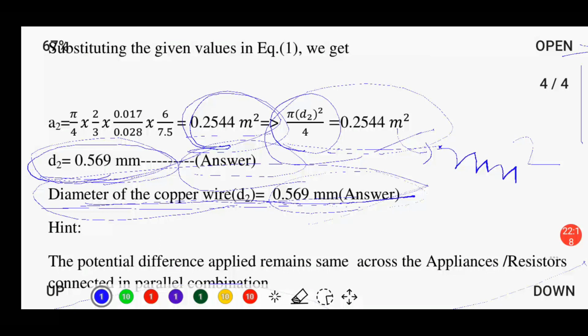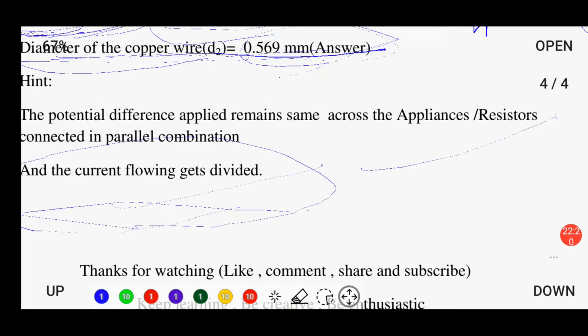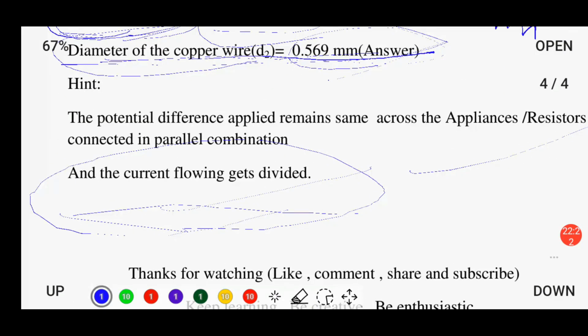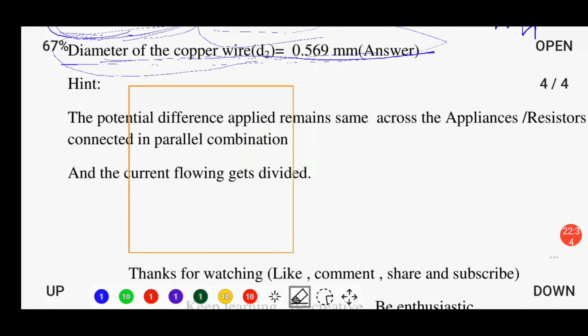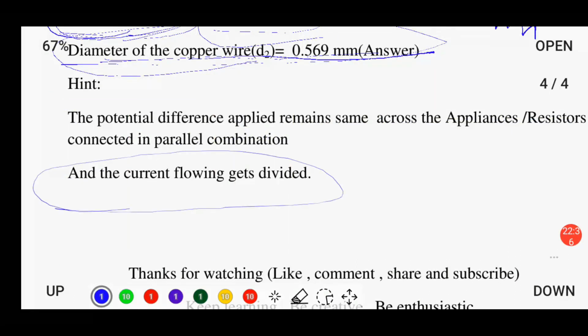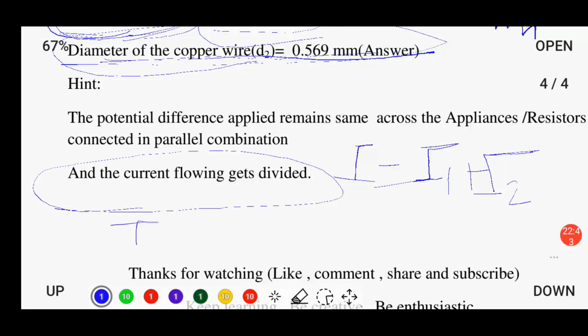One hint is also given below that you have to keep in mind while solving question number 1. The potential difference applied across the resistances connected in parallel combination remains the same, because the potential does not get divided while they are connected in parallel, but the current flowing gets divided. If two conductors are connected, it will be divided as I1 plus I2. If three resistors are connected in parallel, then the current will be divided as I1 plus I2 plus I3.